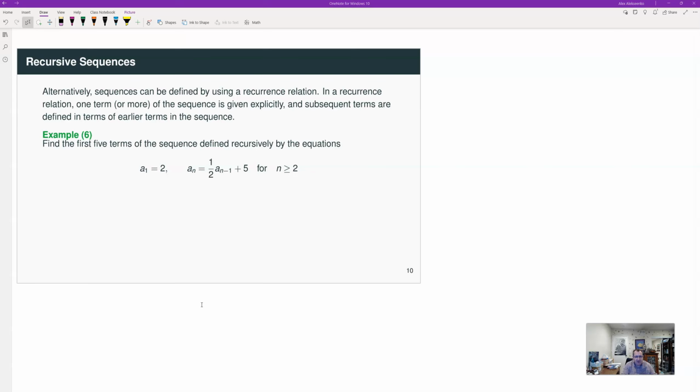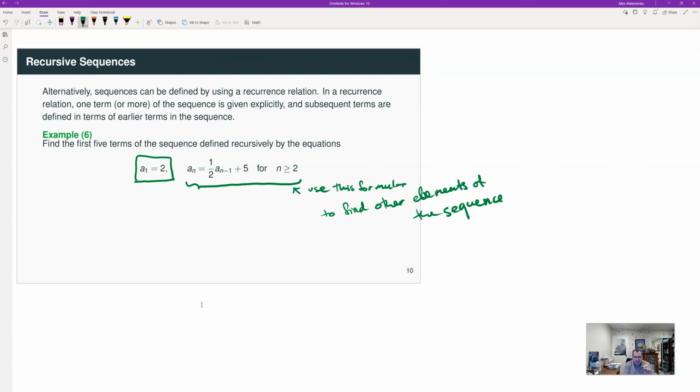Here's an example of a recursive sequence. We have one element of the sequence given to us. The first element is given to us, a1 equals 2. And to determine the rest of the elements, we are supposed to use this formula. Now, the difference from giving the explicit formula is that we'll have to recover them one by one. You cannot skip any of them because to compute the next element, we'll have to use the previous one. Let's give it a try.